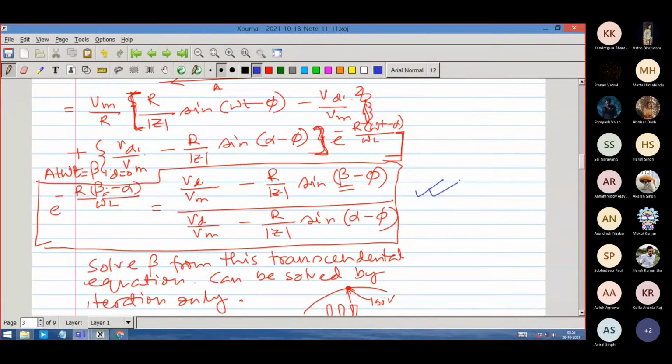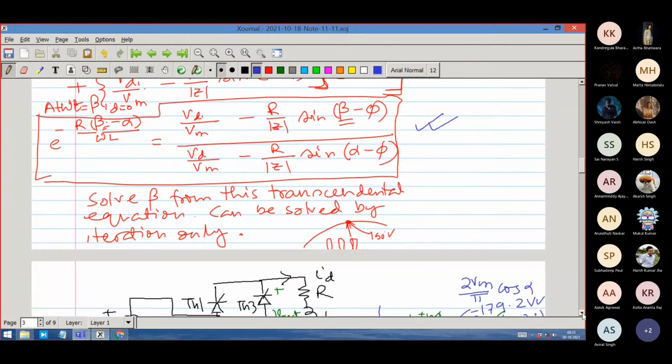Beta minus alpha. In case alpha is equal to alpha dash, you have to put that. So e to the power minus, this is the transcendental equation that we have to solve. Let me write it first, and then I'll copy it.